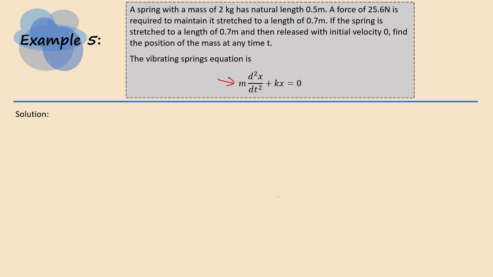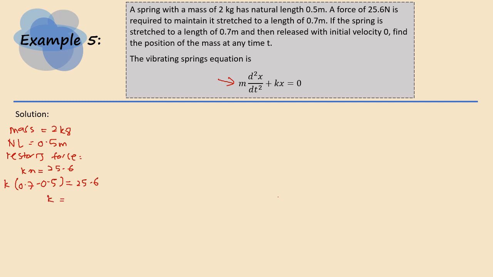We have mass equal to 2 kg. And then we have natural length 0.5 meter. From here, we can calculate the restoring force. How to calculate? We have kx is equal to 25.6, where x is equal to 0.7 minus 0.5, so k times 0.2 equal to 25.6. We rearrange, we have k is equal to 128. We substitute into our differential equation. We have 2 d squared x over dt squared plus 128x equal to 0.